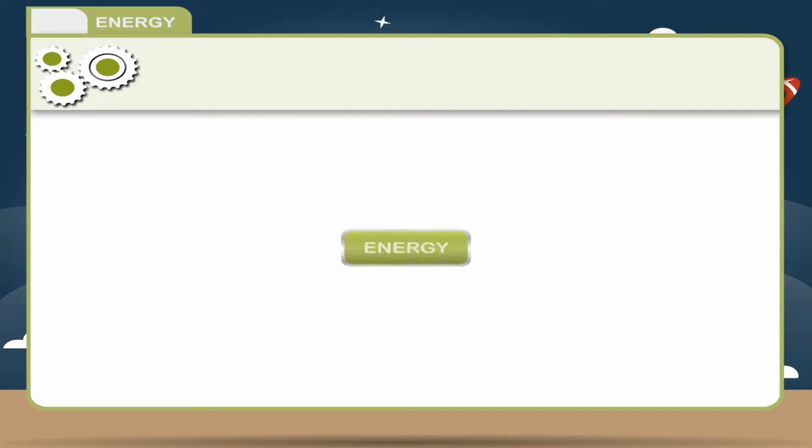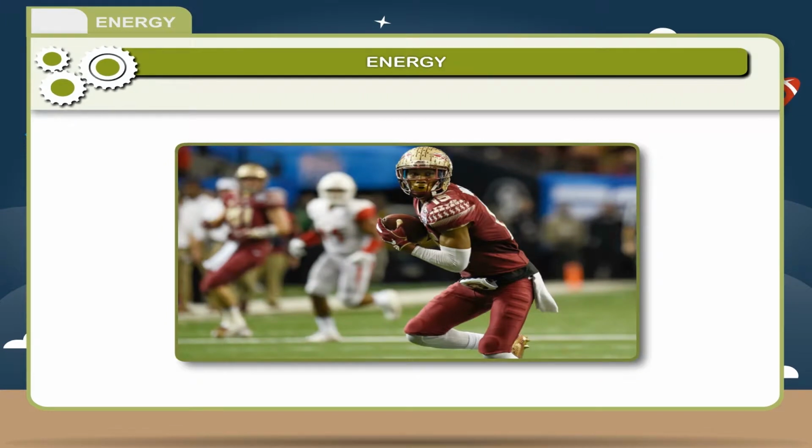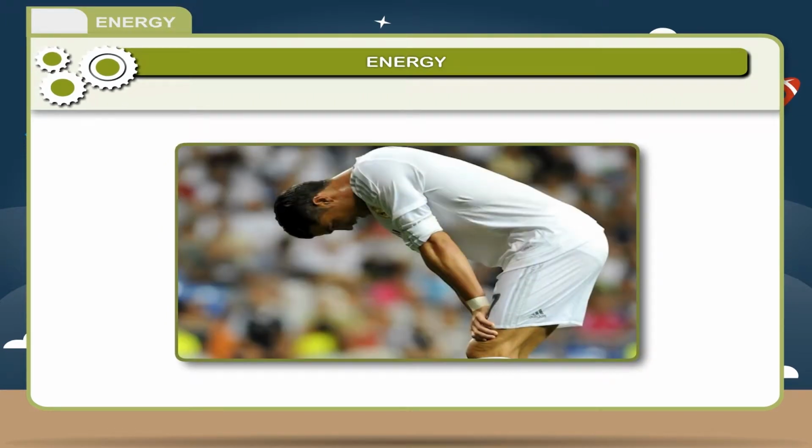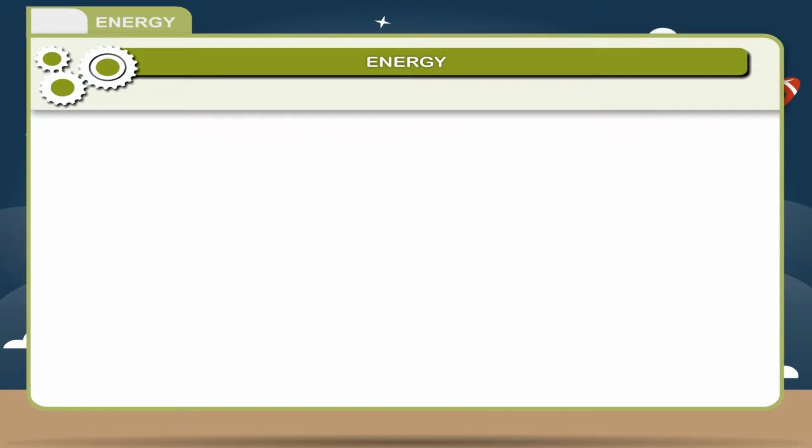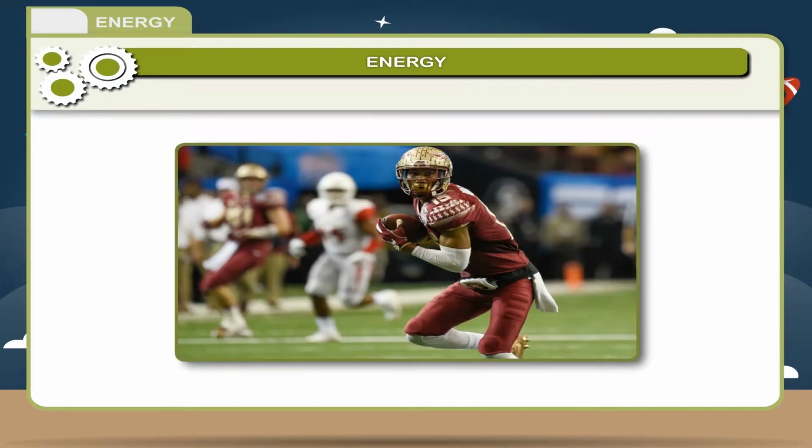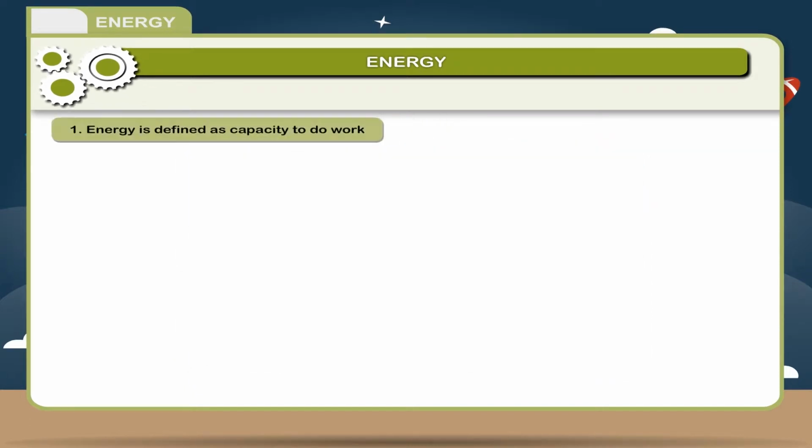Energy. When you play for a long time, you feel tired. It means your ability of playing is reduced. Why is your ability reduced? This is because you have done some work in playing and you have used your energy to do that work. So, energy is the ability to do work. 1. Energy is defined as capacity to do work.